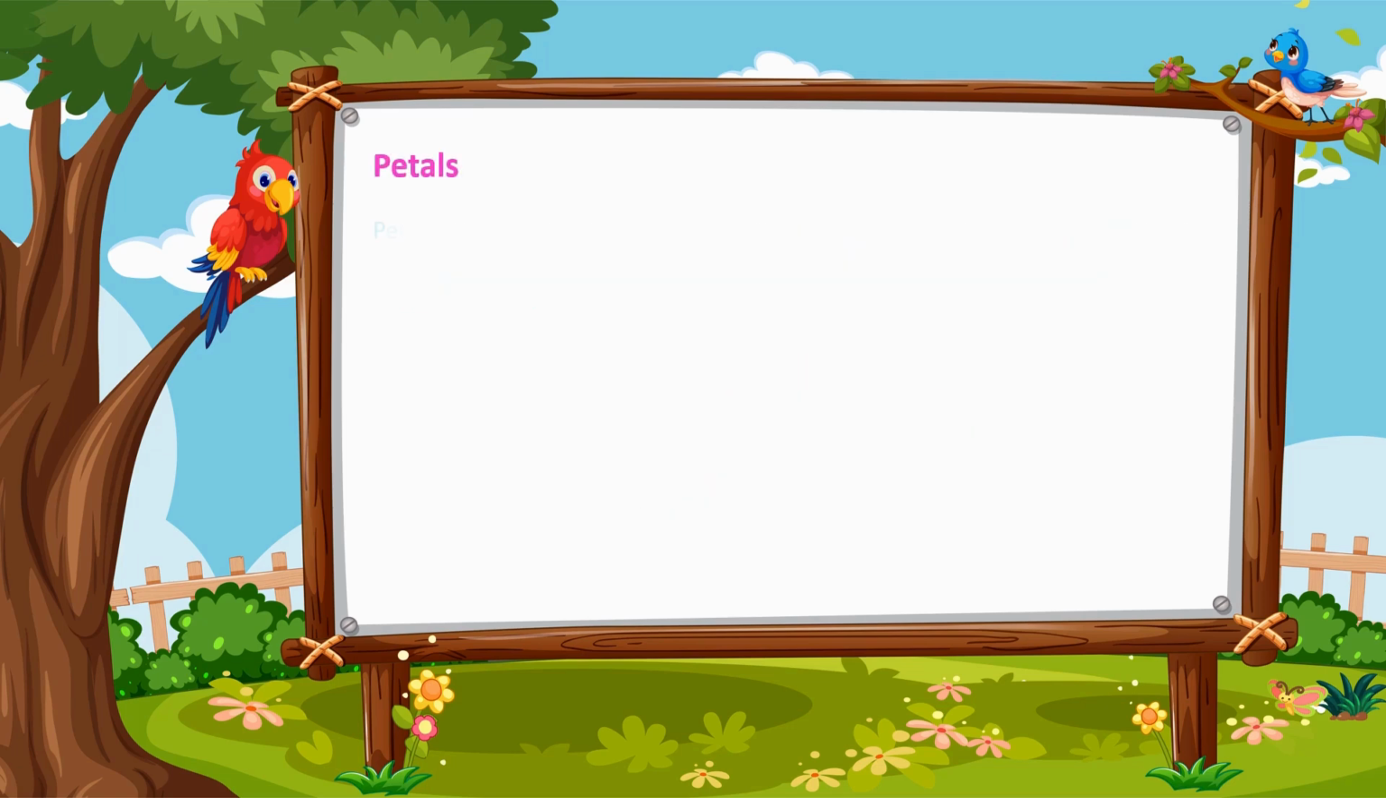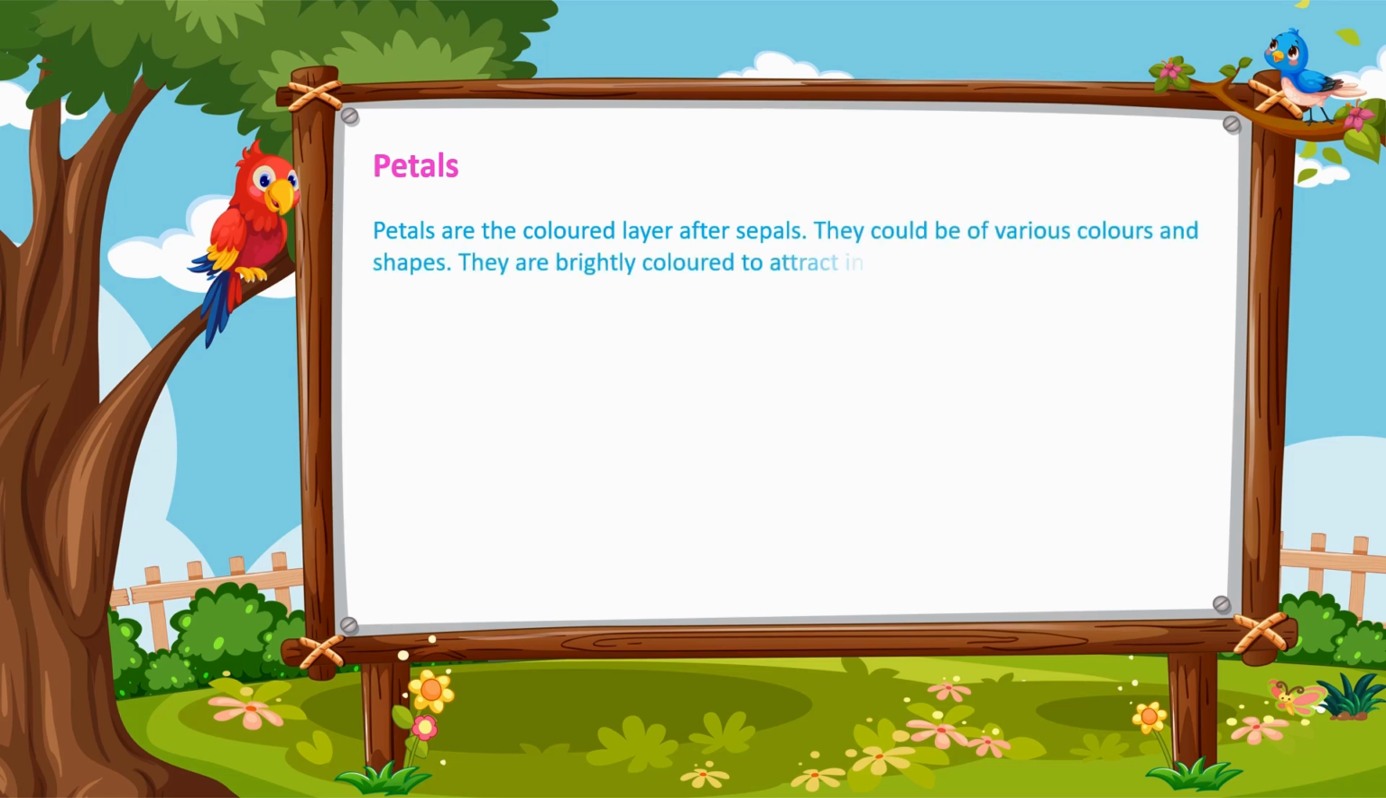Petals. Petals are the colored layer after sepals. They could be of various colors and shapes. They are brightly colored to attract insects and birds for pollination. They also protect the inner layers or parts of the flower.